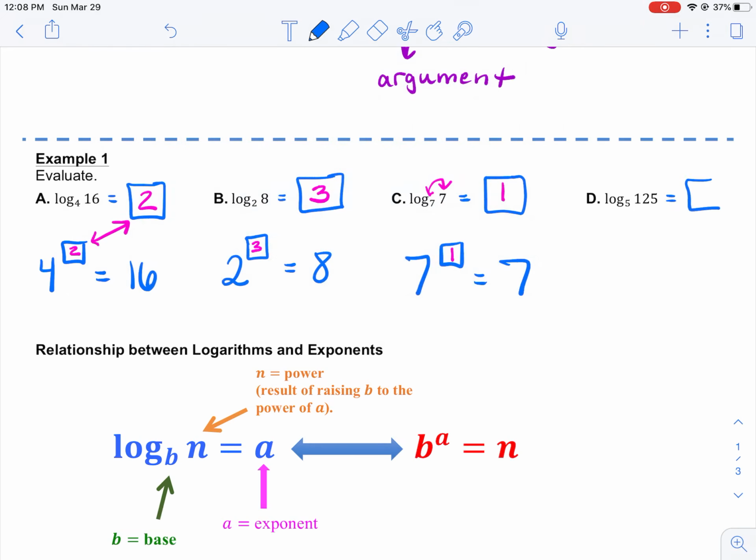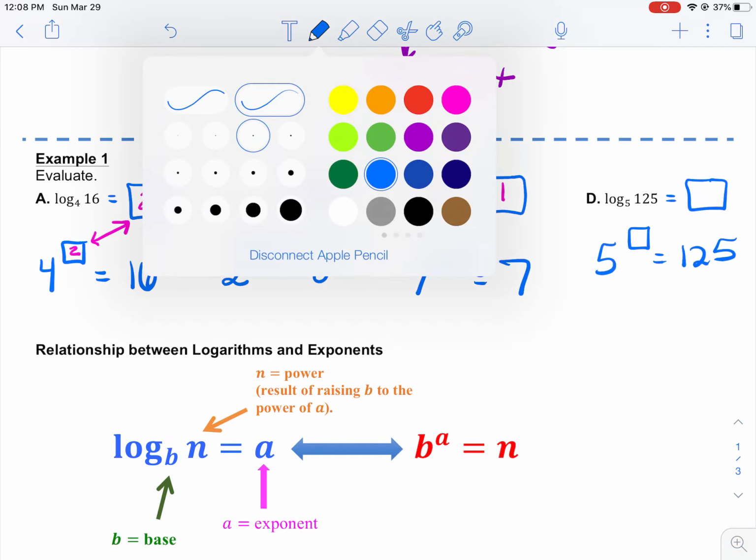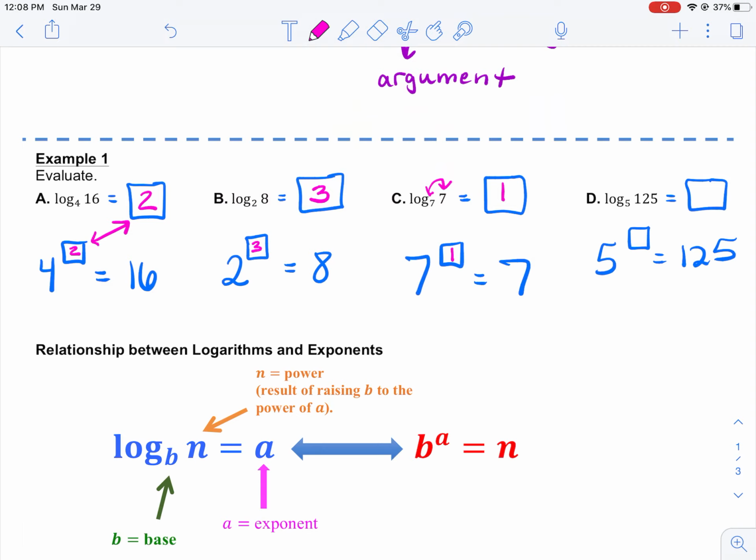Okay, and then the last one here, we're trying to figure out 5 to what power equals 125. So we know 5 times 5 is 25. If we multiply 25 times 5, we get 125. And so 5 to the 3rd equals 125, and so that log equals 3.